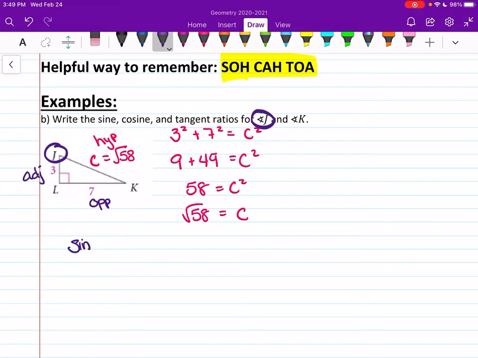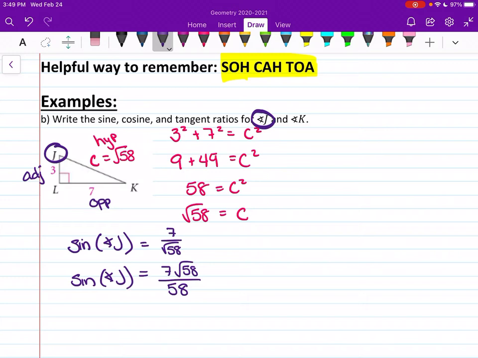So the sine of angle J, this is how you write it, just SIN, and then in parentheses you put your angle name, is going to be the length of the opposite side, 7, over the square root of 58, which we have to go through and multiply by the square root of 58 on the top and the bottom, and I can't reduce that. So I just get sine of angle J is equal to 7 root 58 over 58, okay?